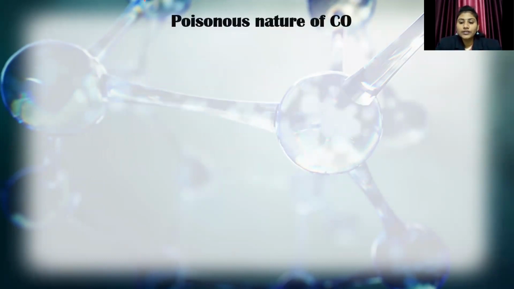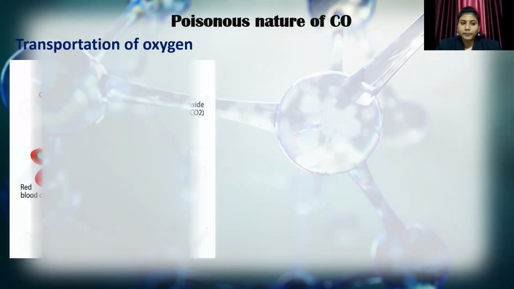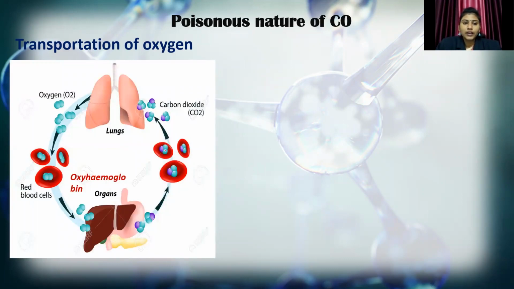Next we have the poisonous nature of carbon monoxide. First of all, you must know the transportation of oxygen in our body, how the oxygen is carried to all of our body parts. See this, this is the cycle of oxygen transportation. When we inhale the air, it goes to the lungs where gas exchange takes place. From the lungs, blood takes oxygen and then transports it to the other body parts.